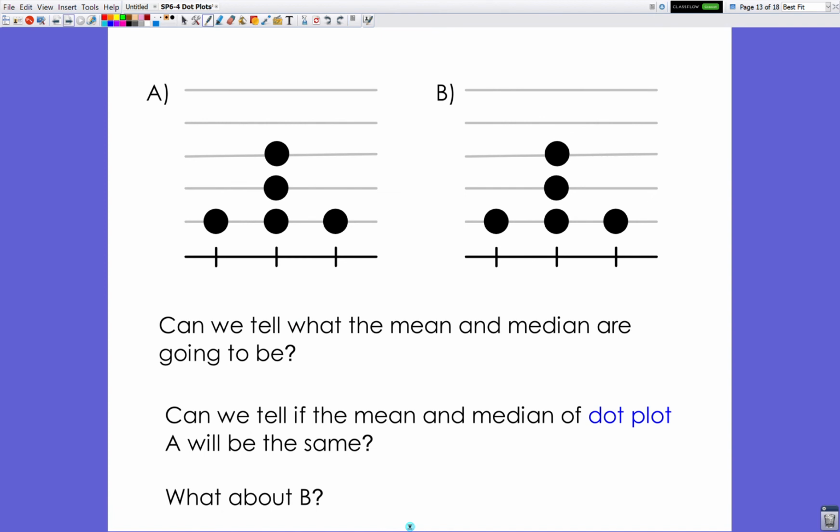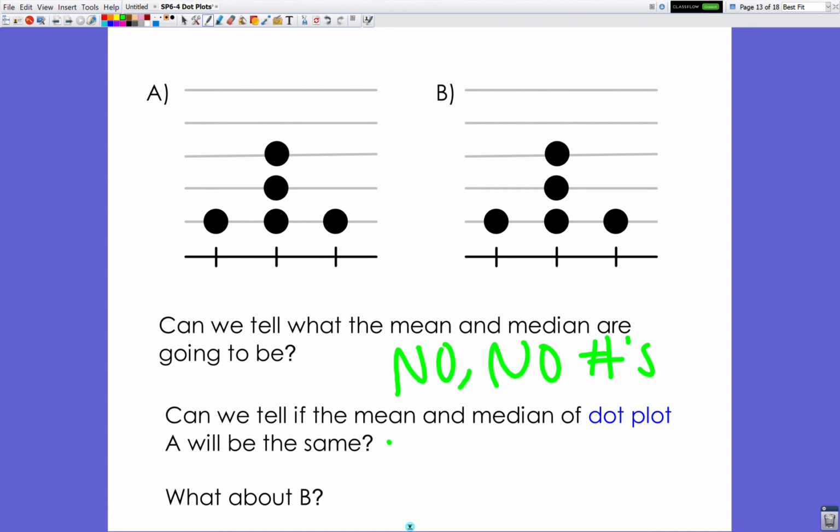Can we tell what the mean and median are going to be when we look at the dot plots A and B? No, because there's no numbers on our number line. I have no idea what those dots are representing. They could be 1, 2, and 3. They could be 1 million, 2 million, 3 million. We have no idea.